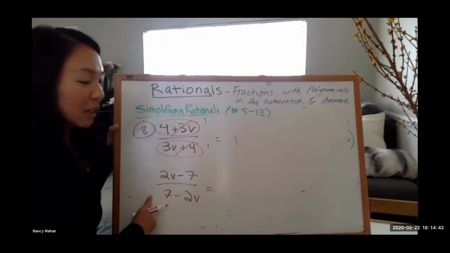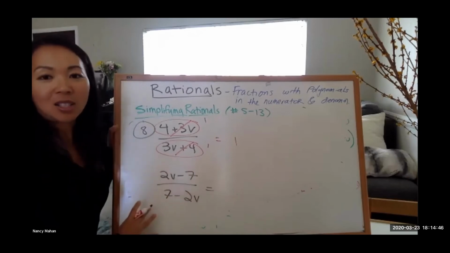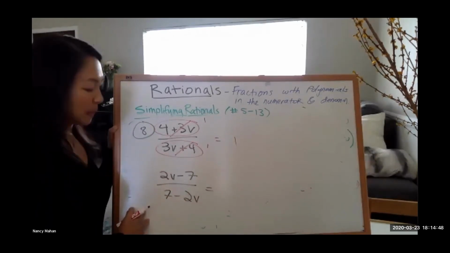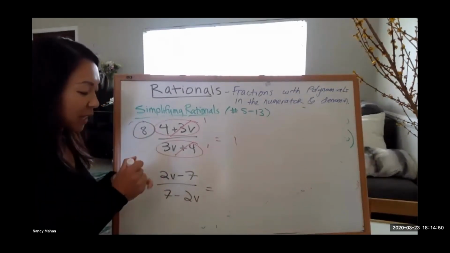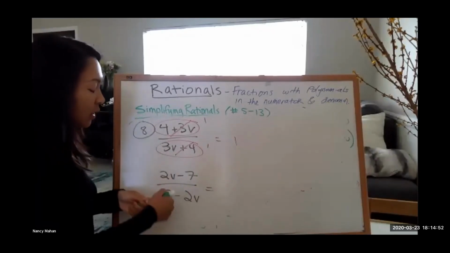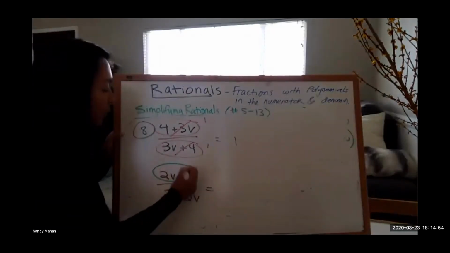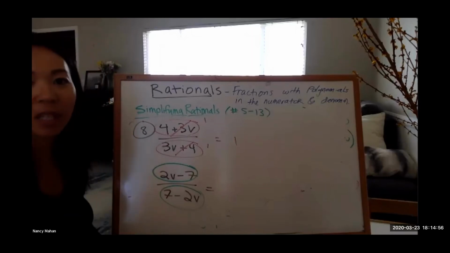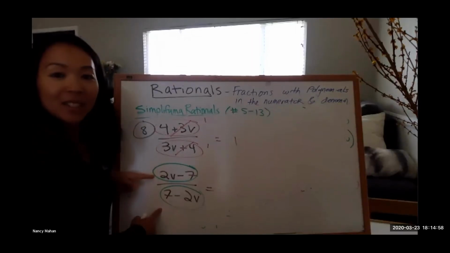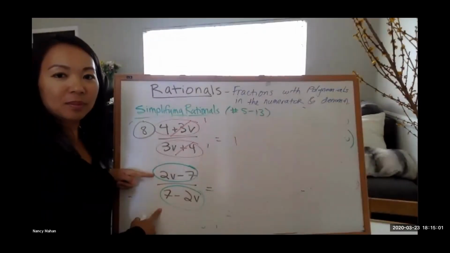This one's a little bit trickier. First of all, can I factor it? No. It's already factored as is, right? There's no GCF. So therefore, this is a factor and this is a factor. You can't break it up anymore. Are they the same? Yes, kind of. Kind of, right?